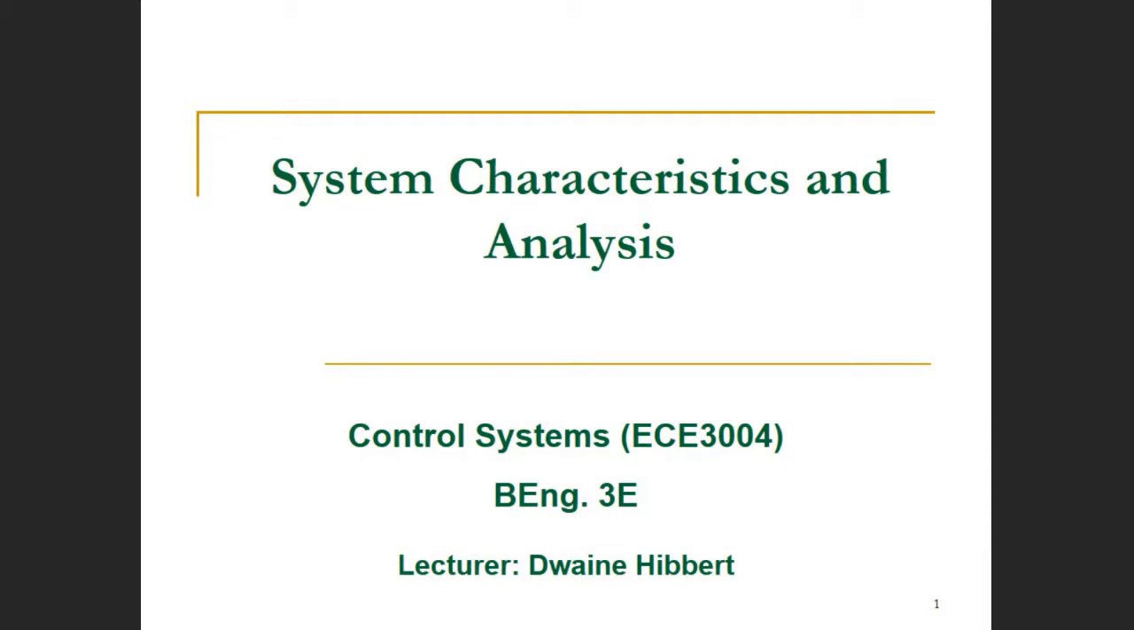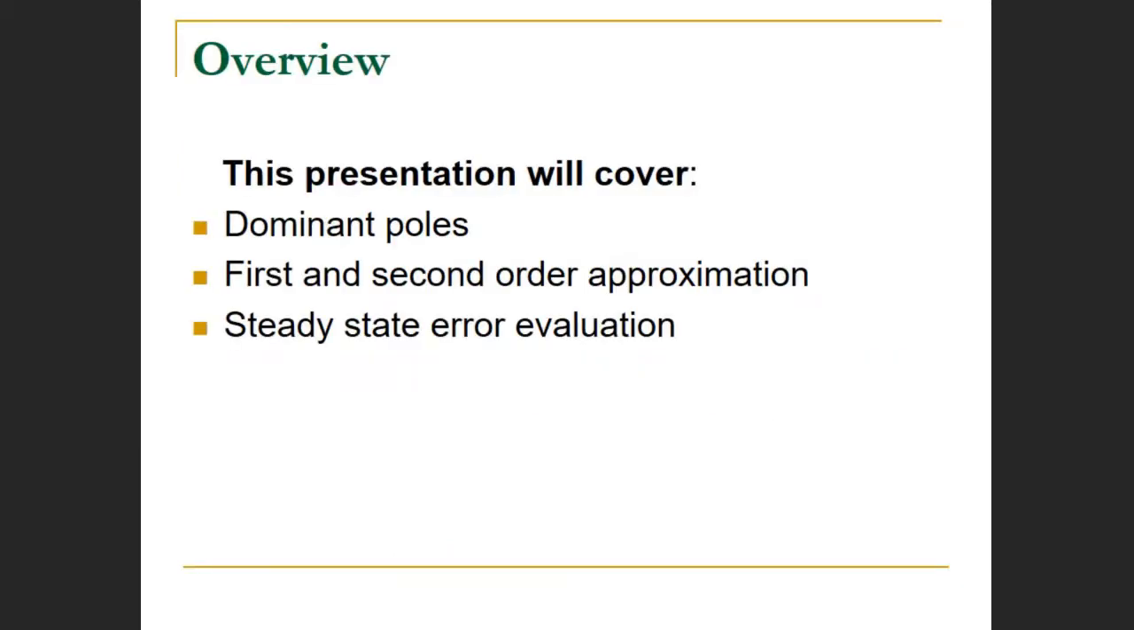All right, today we're going to continue on the topic of system characteristics, and we're going to look a little bit more at system characteristics and analysis. In this presentation, we're going to be looking at a term called dominant poles. We looked at poles in the last presentation. We're going to look at first and second order approximation, and then we're going to close off looking at steady state error evaluation.